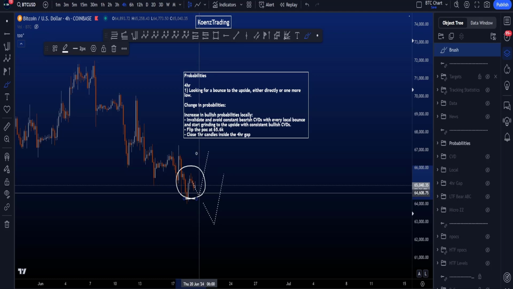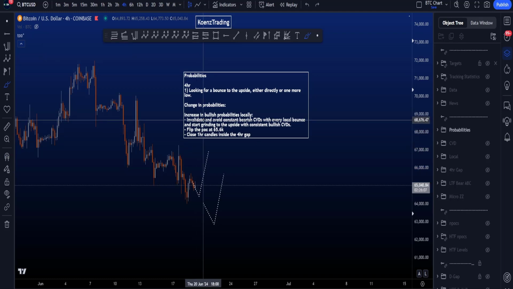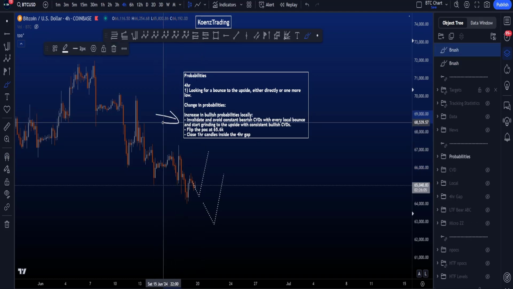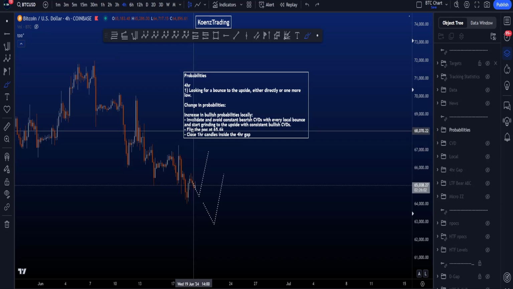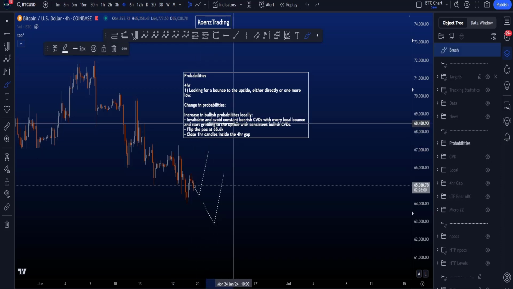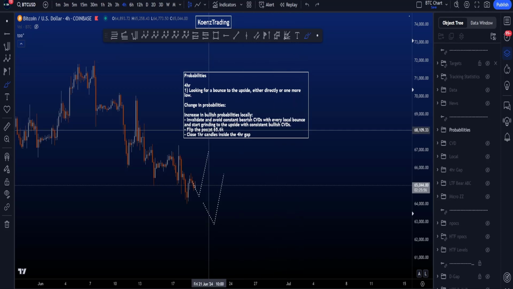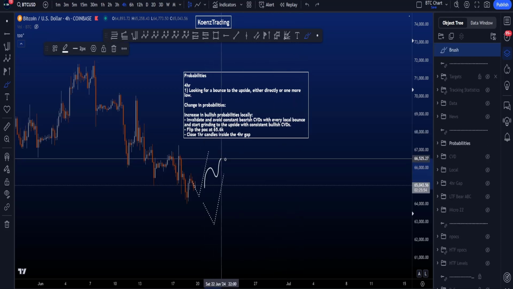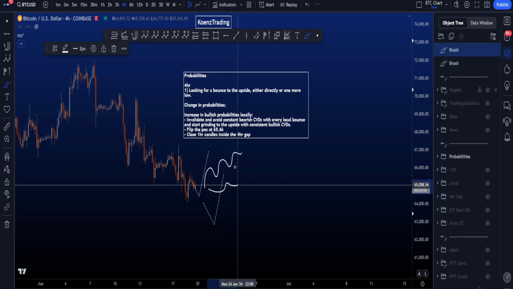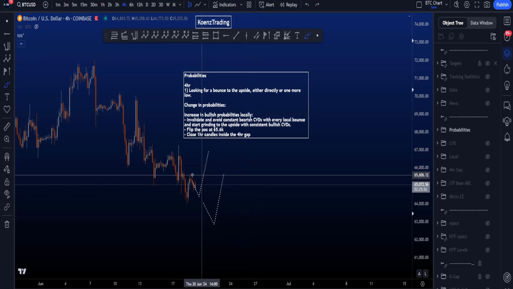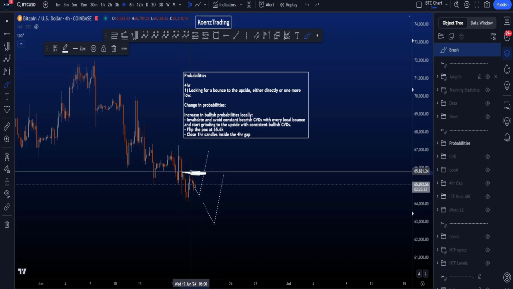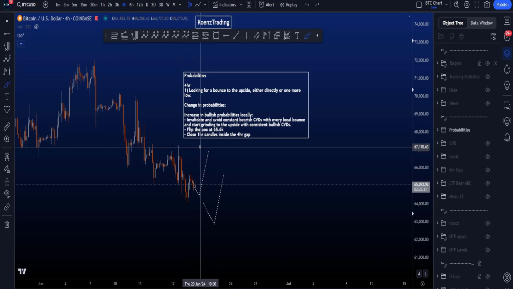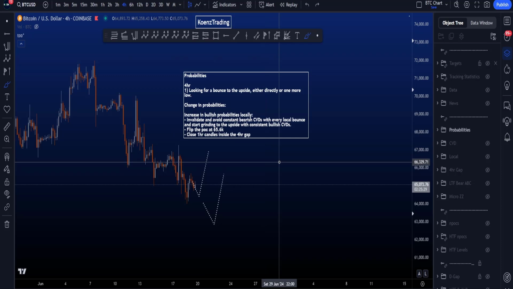However, locally, the probabilities only really start to change for the bulls if some of these steps happen. First of all, we want to invalidate and avoid constant bearish CVDs with every local bounce and start grinding to the upside with consistent bullish CVD divergences. Also, we want to flip that point of control at 65.6k and close 1-hour candles inside the 4-hour gap.